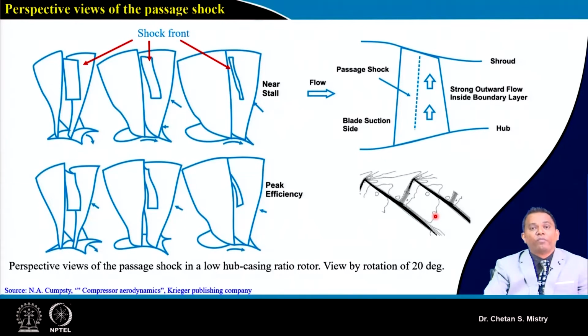Now this is what is happening if we look at the overall blade, this is my transonic compressor blade. This is a location where we will have the passage shock, and in terms of formation of separation, there will be a strong outward flow in the boundary layer, moving towards the upside.